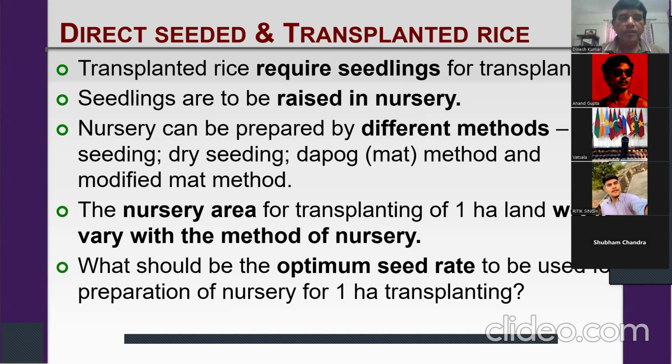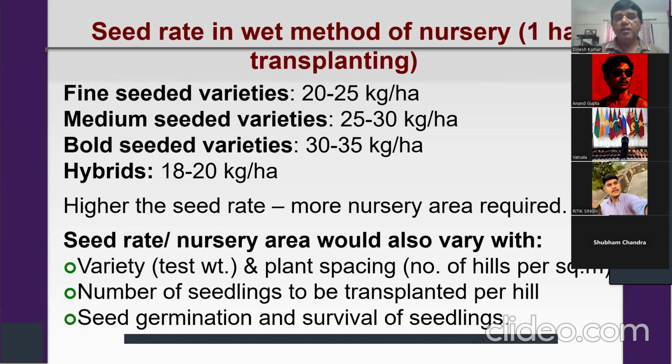So what should be the optimum seed rate to be used for preparation of nursery for 1 hectare transplanting. Whatever method of raising nursery we are using, we need to find out the optimum seed rate required under different methods of raising rice nursery. So seed rate in wet method of nursery, how to calculate, or there are some recommendations you are seeing on the slide.